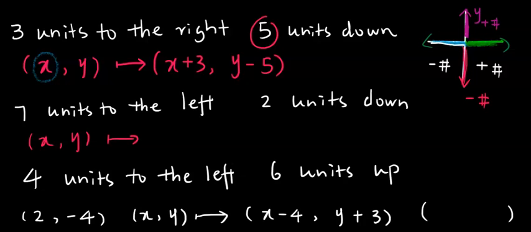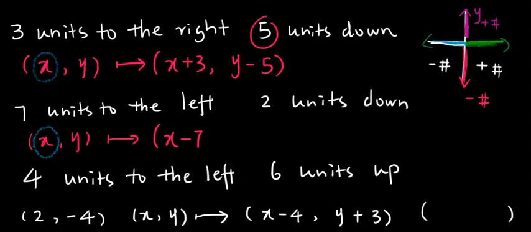All right. Start with x, y and transformation. 7 units to the left. Left and right, we're looking at our x-coordinate. If it is left, we're going to add a negative number. So you can see we add a negative 7. You can see we subtract 7.